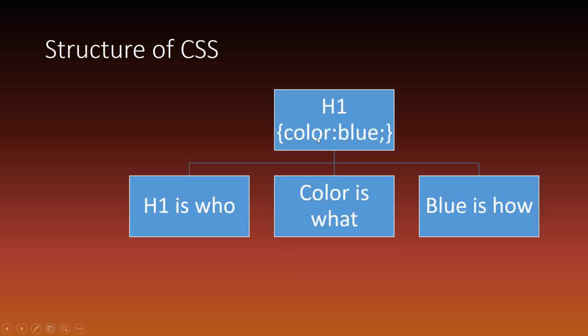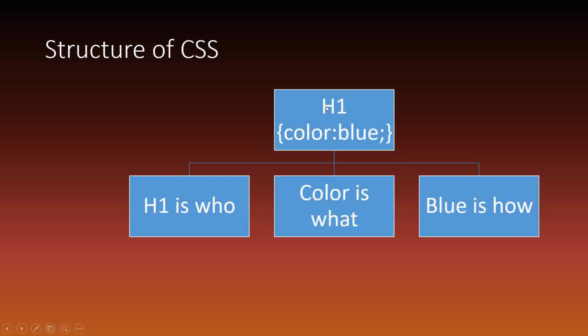The color, the property: what are we going to do? H1 is who is to be changed, color is what is to be changed. Over here, the section part shows what is to be changed, either background color, font size, or just color or style of a heading. And blue is how it is going to be changed. If you remember it like this, in the form of questions, I believe that you will never forget it.